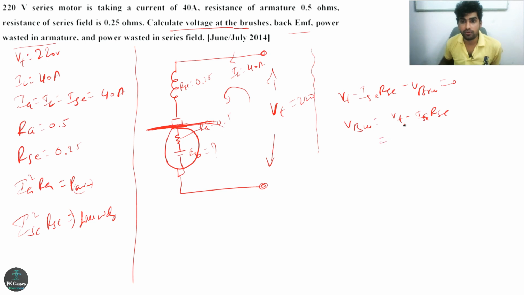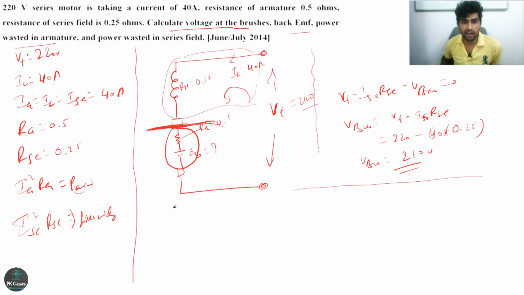So what about VT? VT is 220. ISC is how much? 40 amps because IL is equal to IA is equal to ISC. So 40 into 0.25. Finally, we will get V brush is equal to 210 volts. See here, from here to here, there is a 10 volt drop because 220 supply they have given, but 10 gone here. Now we need to calculate back EMF.